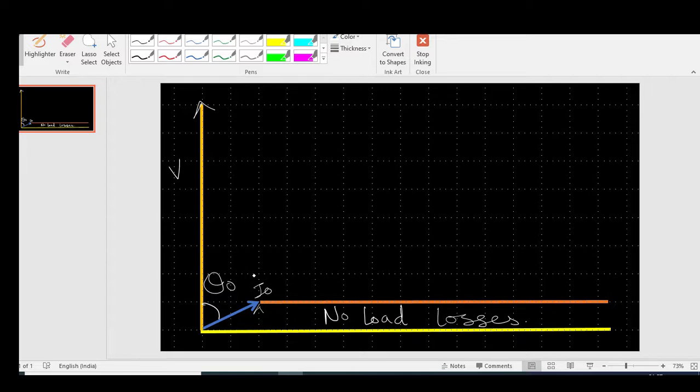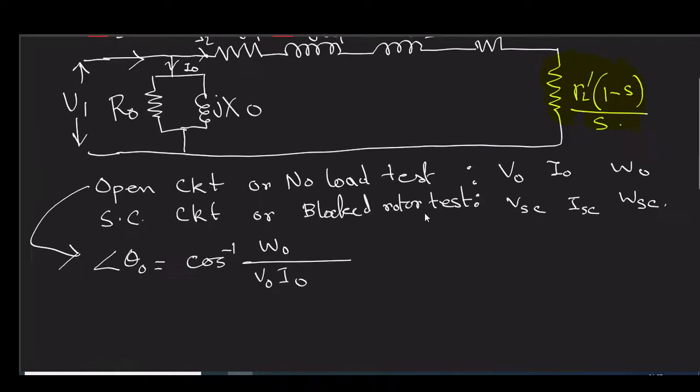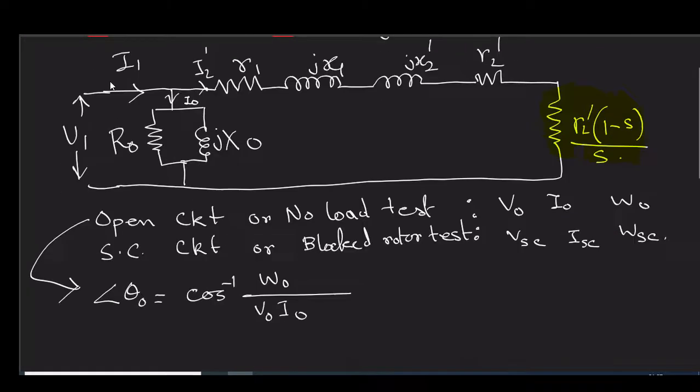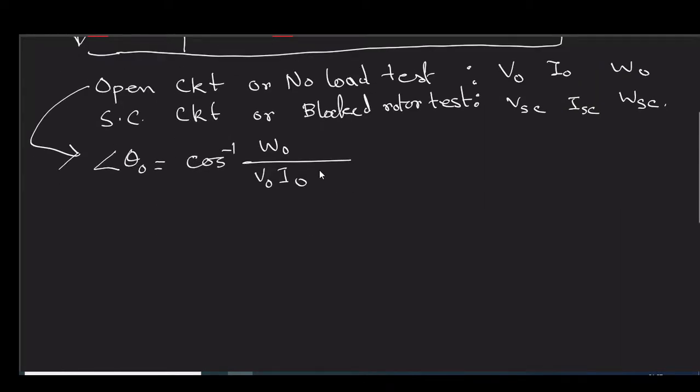Now, the way we have drawn this circuit here, you can see that the total current I1 is equal to I0 plus I2 dash.